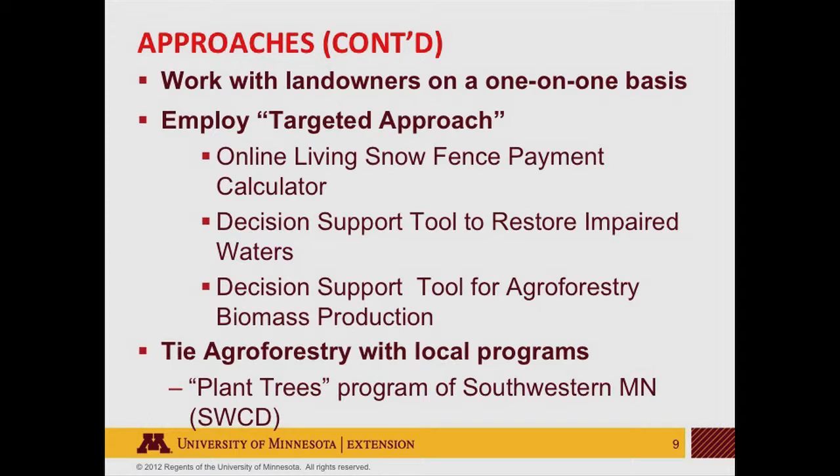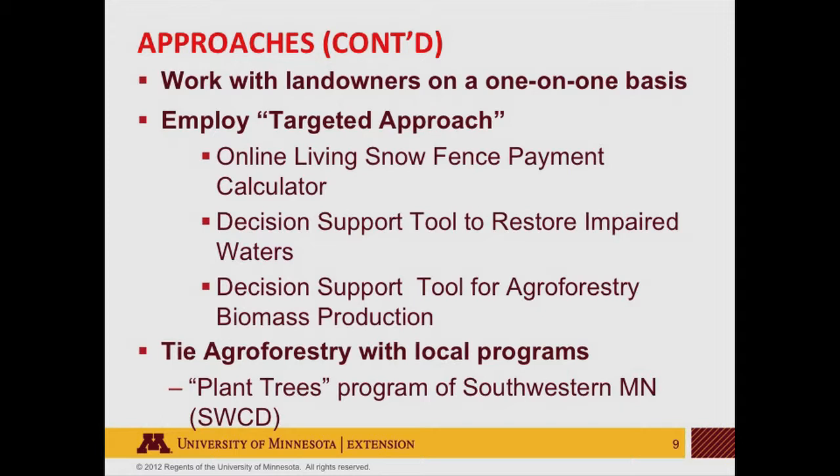Employ a targeted approach. What is a targeted approach? What I'm trying to say here is that in Minnesota, just like what Jeff mentioned yesterday in Iowa, there are problematic areas with snow drifting. But can we work with a specific community or farmer to implement agroforestry, a living snow fence, on his property? Those are the things that we are doing right now in Minnesota.